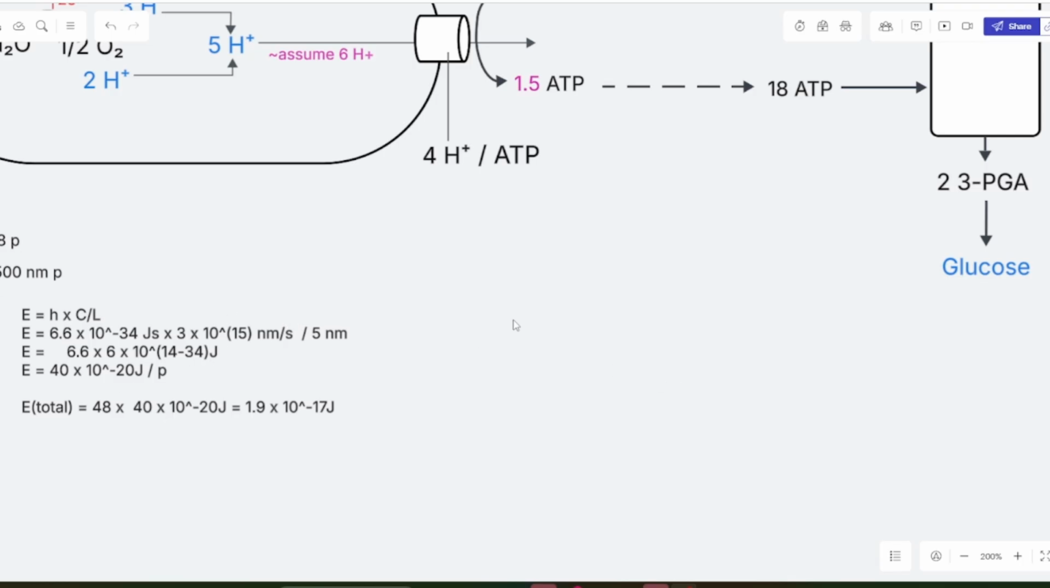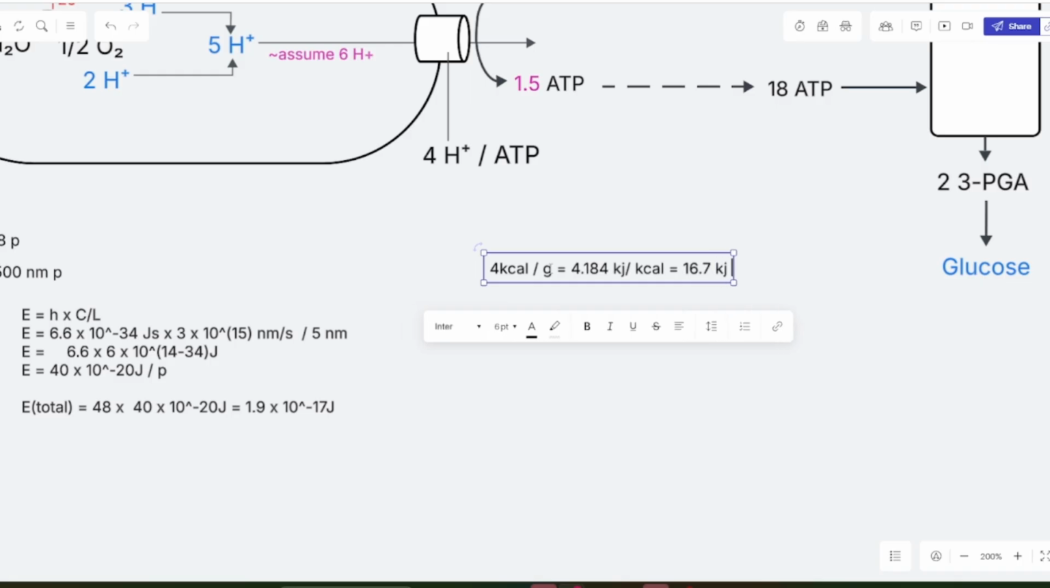So some of those baseline numbers that are useful is the energy content of carbohydrates and hydrocarbons. So carbohydrates, sugars, are typically 4 kcal per gram, right? And hydrocarbons or fats are 9 kcal per gram. And there's 4.184 kilojoules per kcal. So this is basically 16.7 kilojoules per gram of glucose.